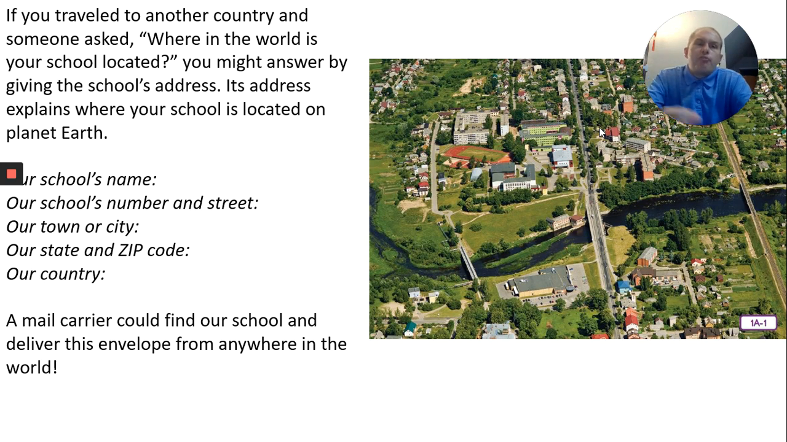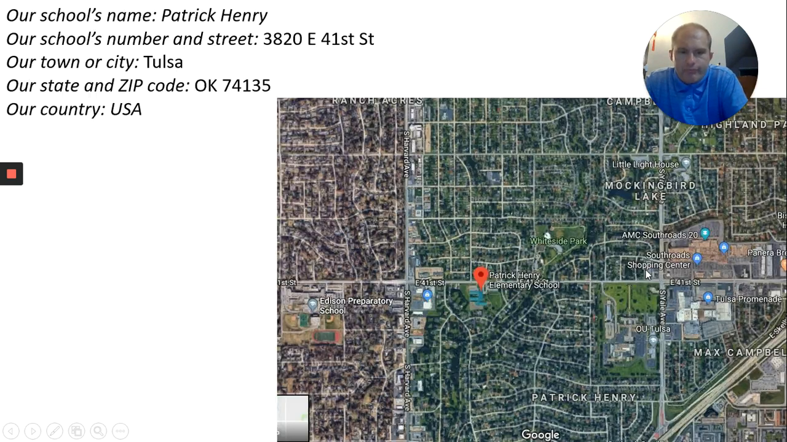Now, if you travel to another country and someone asked, where in the world is your school located? You might answer by giving the school's address. Its address explains where your school is located on the planet Earth. Now you have your school's name, the number and the name of the street, your town and city, state and zip code, and your country. The mail carrier could find your school and deliver the envelope from anywhere in the world. See, you have a picture here of an example of anywhere in the world.